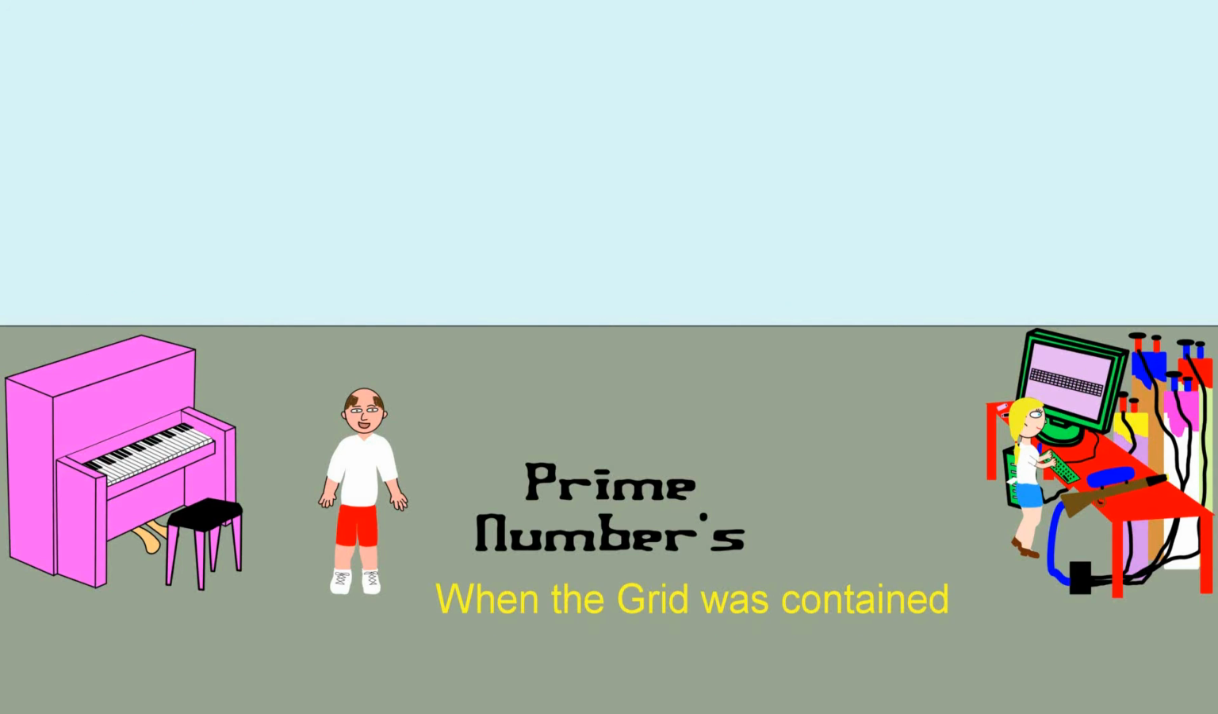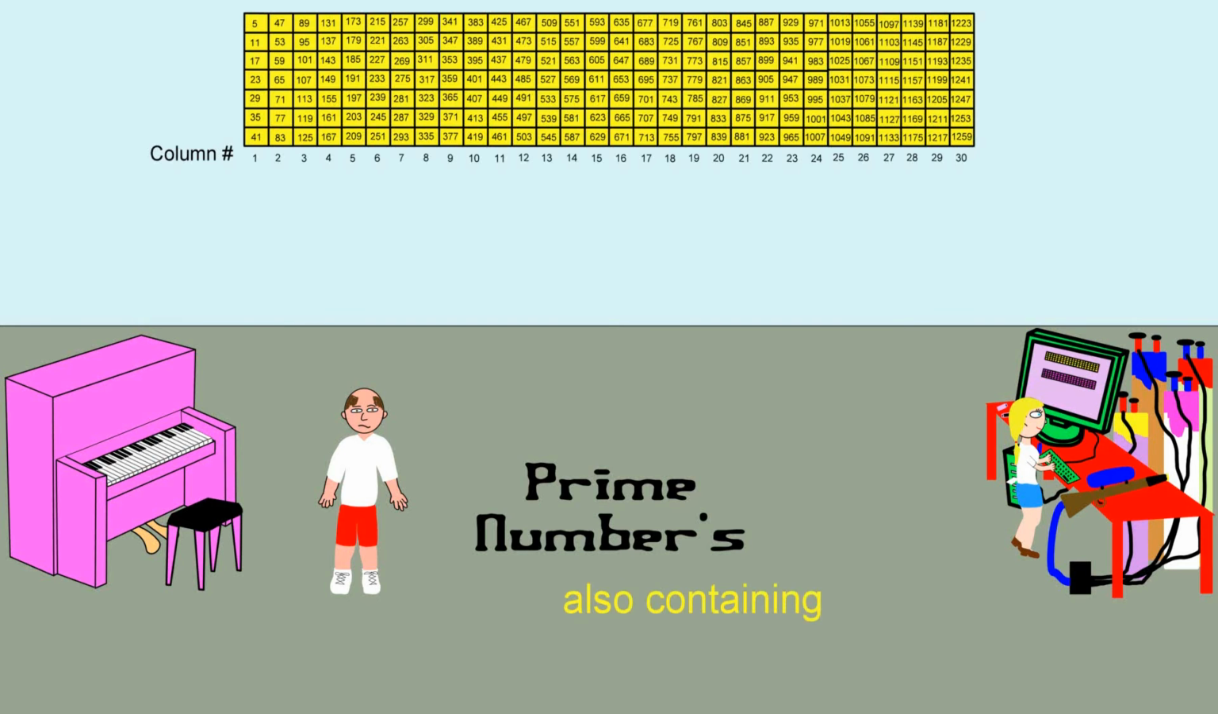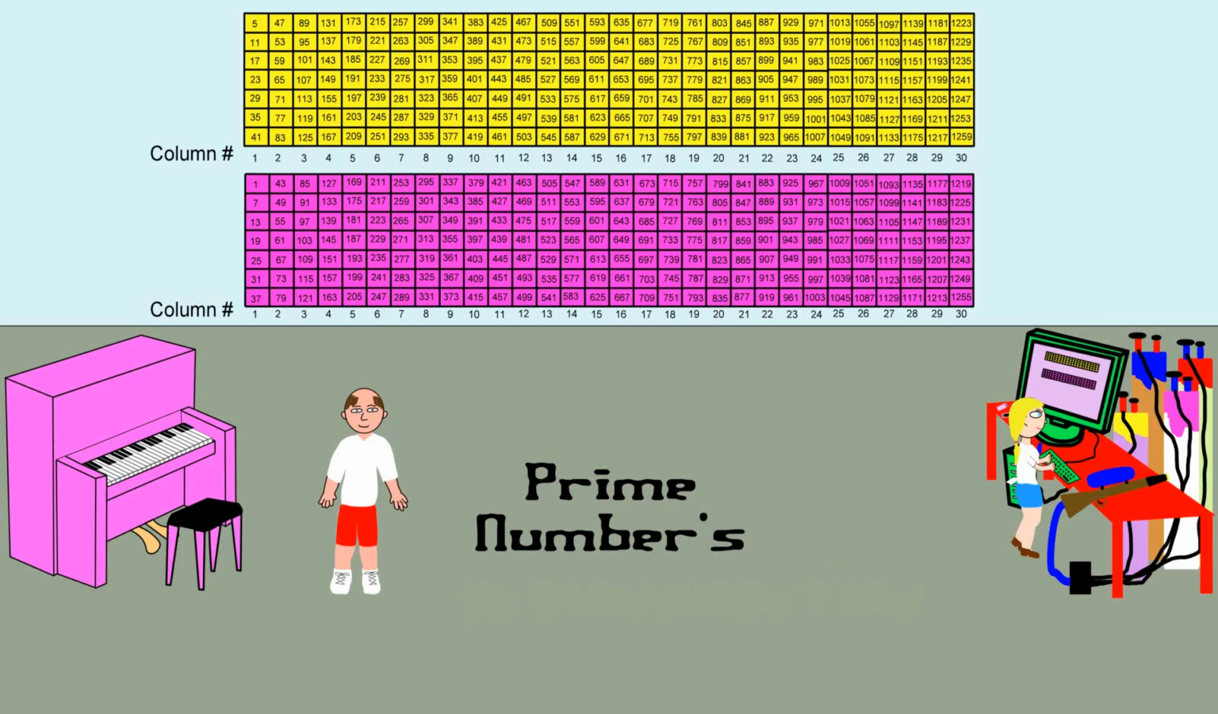When the grid was contained to only hold 1260 numbers, all aligned in columns of 7s, we ended up also containing the 5 line and the 7 line. Each one of these lines are now grids themselves, and we no longer need to concern ourselves with the rest of the numbers on the original grid.